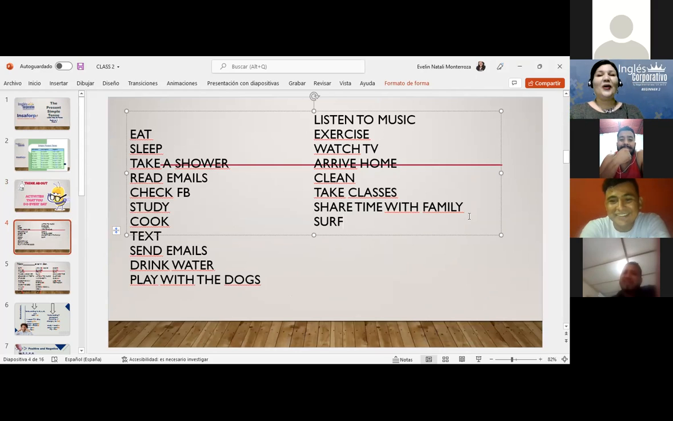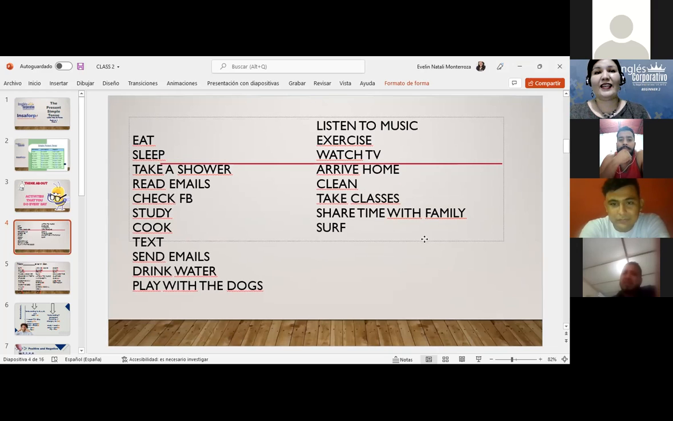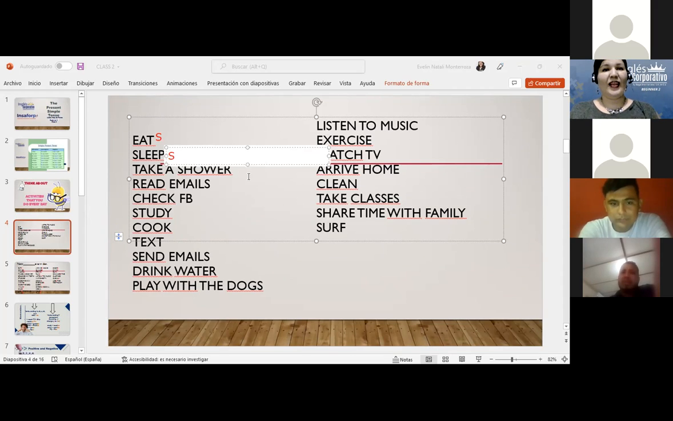That's so cool. So, based on the little chart that I sent you on WhatsApp, how can you transform these verbs into third person singular? If I want to use the verb eat in third person, how am I going to transform it? It's going to be eats, right? You add an S to it. What about sleep? Sleeps, right? You only add an S.